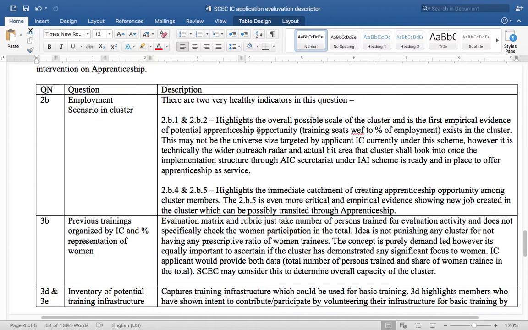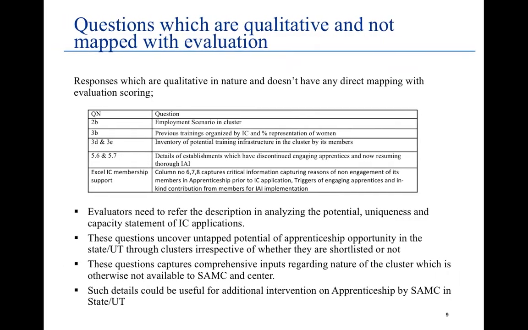These questions are very interesting and will uncover insights for the SAMC, and based on that, an additional set of interventions can be planned and designed. These are the questions which are qualitative and not mapped with the evaluation. As we have mentioned, all these questions uncover untapped potential of opportunities, irrespective of whether the industry cluster is selected or not. Once SAMC collates the IC application forms in a tabular format in an organized manner, it will throw up very interesting data and information.